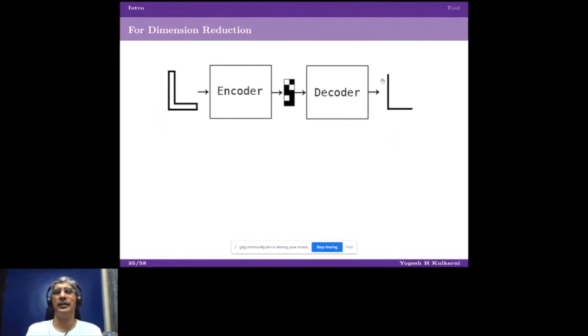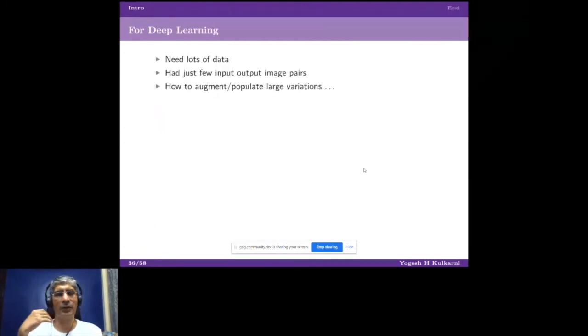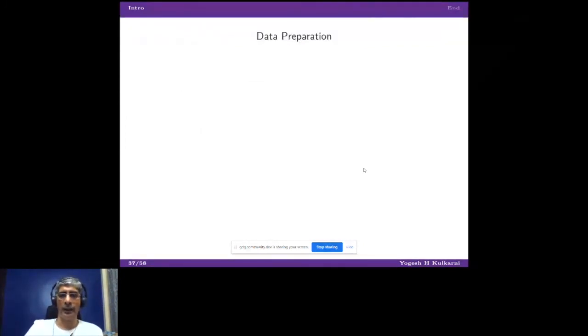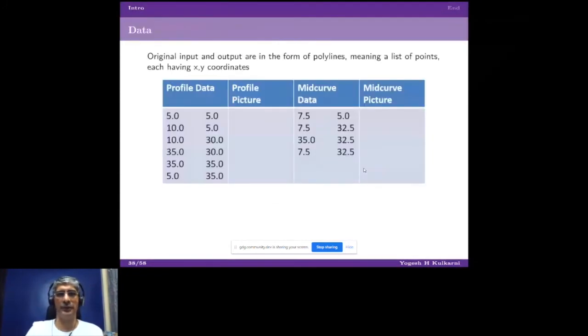For deep learning, we obviously need more than just 20, 30 input shapes and their midcurves, which won't be sufficient. We want examples in hundreds. So we want input and output shapes, the outer profile and the midcurve, in hundreds. How do you generate them? This is where data augmentation comes into the picture. We need a lot of variations actually. So this is the important part of this work, data preparation.